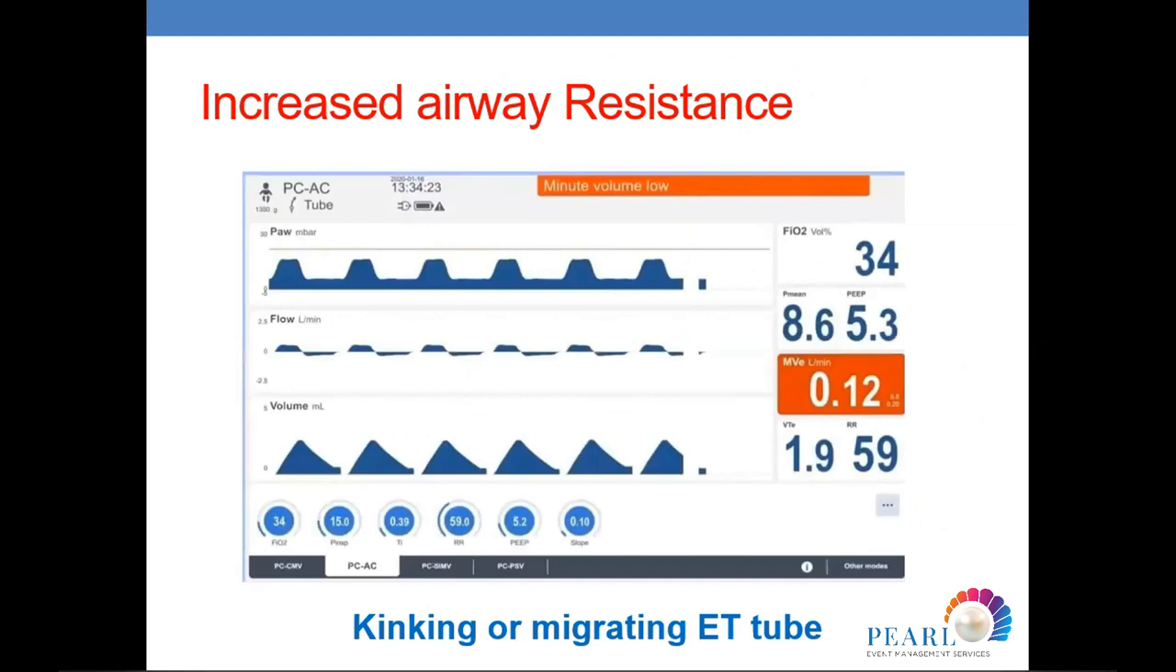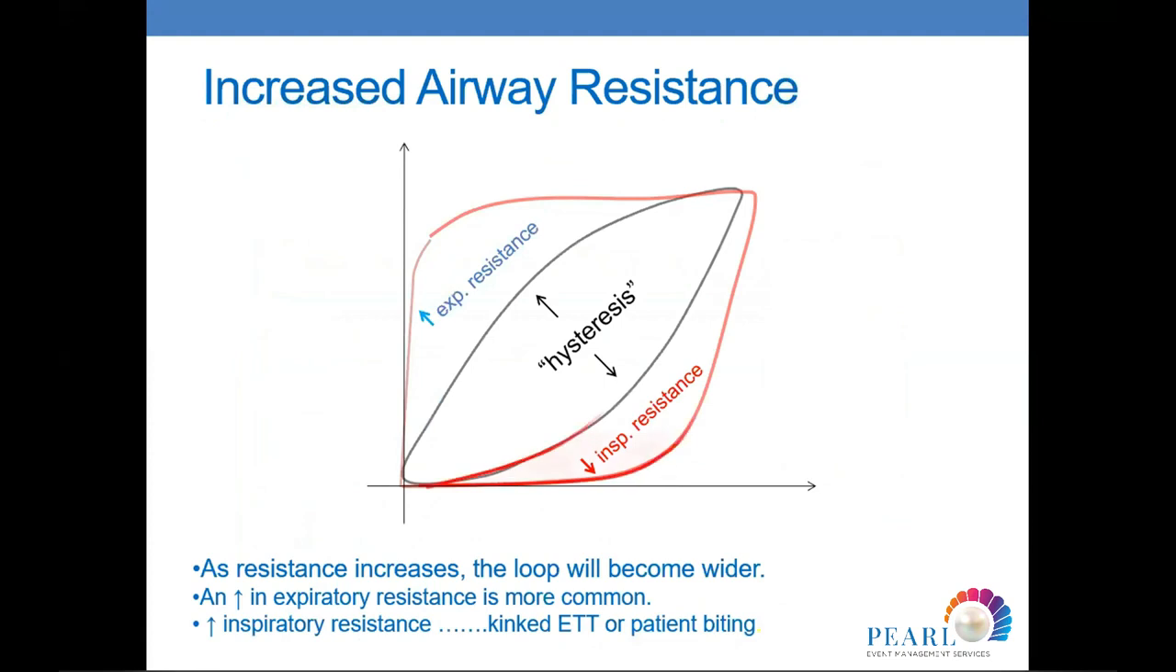So if there is severe airway resistance and the alarm, please don't ignore the ventilation alarms. You have to go and check what's going on. So this means either the tube is kinked or there is migration of the ET tube to the right bronchus. This is what's called hysteresis.